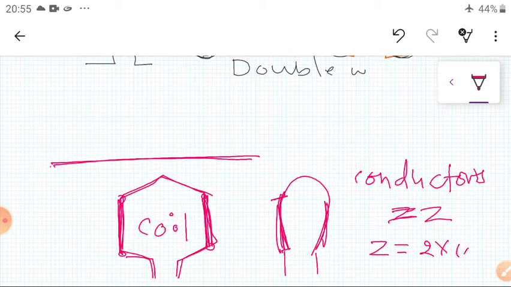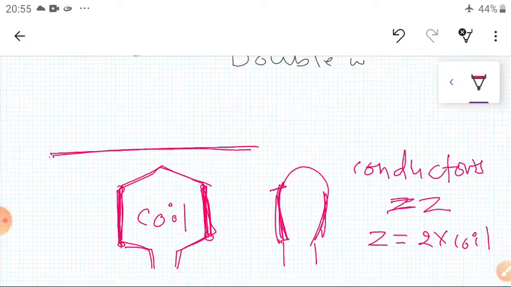This applies to the slots also. In a single layer winding, each slot consists of 1 coil side. So this is the conductor. As you know, the conductor is a copper conductor or an aluminum conductor as per our requirement.